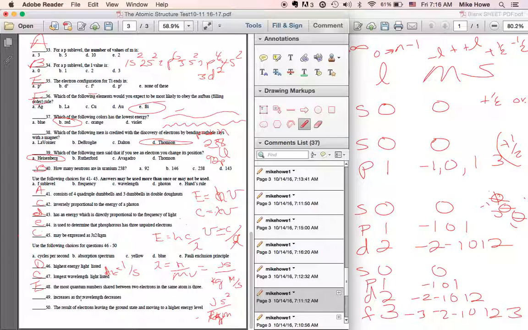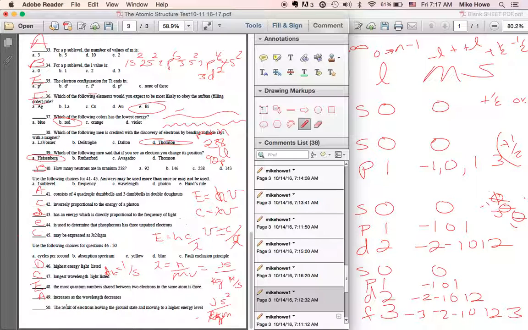Okay, what increases as the wavelength decreases? Go back up here to this equation. Right here, as that number gets smaller, what happens to the frequency? It gets bigger. So as wavelength gets smaller, frequency gets bigger, because C is a constant. So the answer is frequency, but frequency is not there. However, what is frequency measured in? Cycles per second.